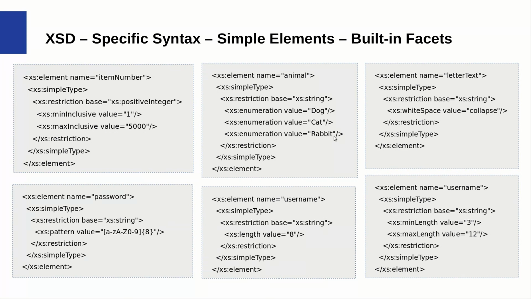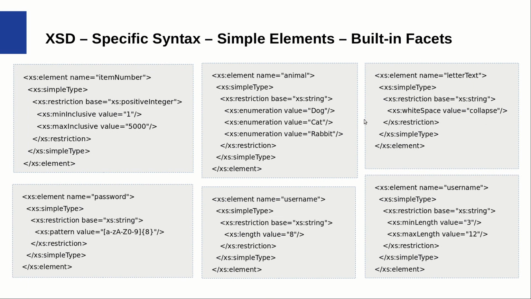So as you see, we're not only defining the base type here, or even an eventual custom type, but we are also setting, nested to the restriction element, additional constraints or facets that restrict even more the accepted values for these elements in the XML instances.